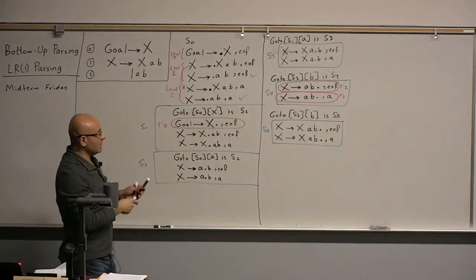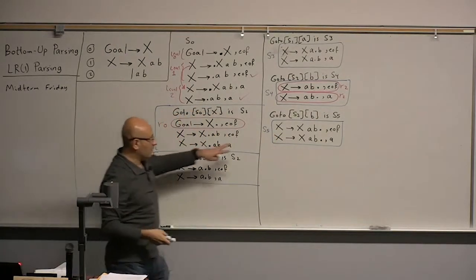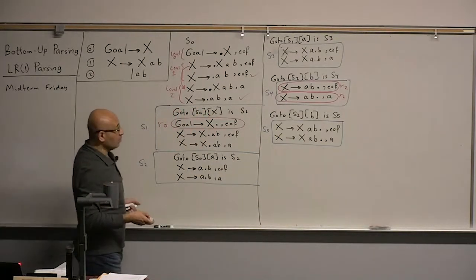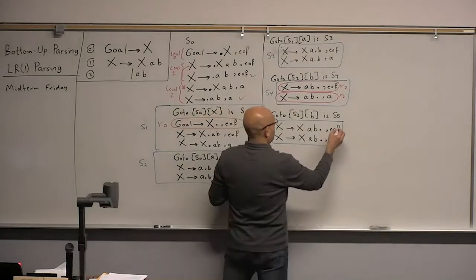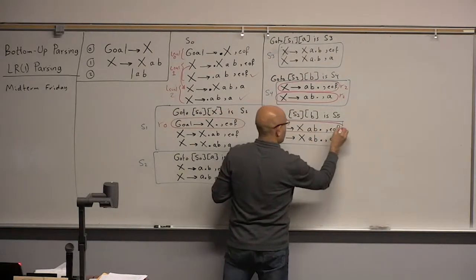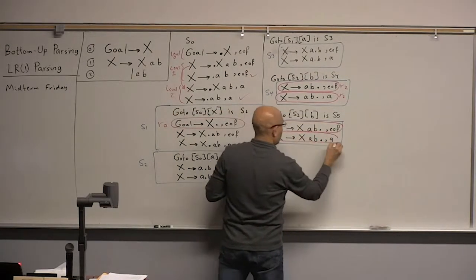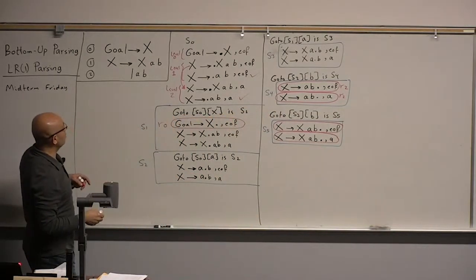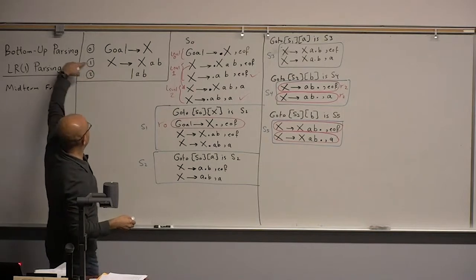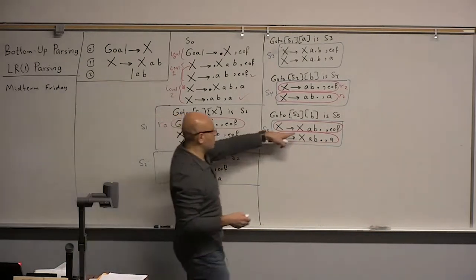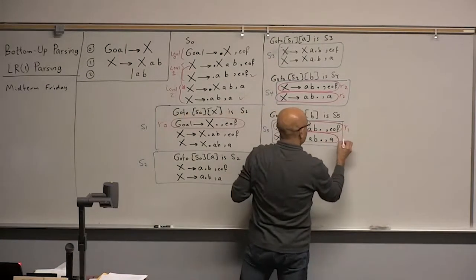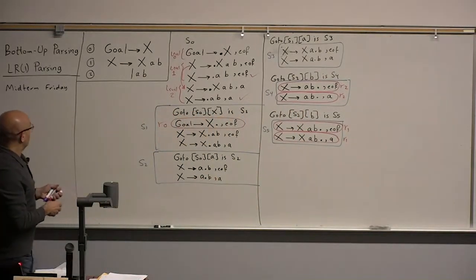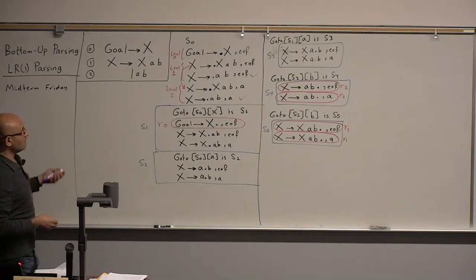Now, first question is closure. Closure will not add anything. Second question is reduction. We do have reductions, right? So we have reductions using rule number 1. This is rule number 1. X reduces to XAB, so this is rule number 1. Okay, so now these are the states.